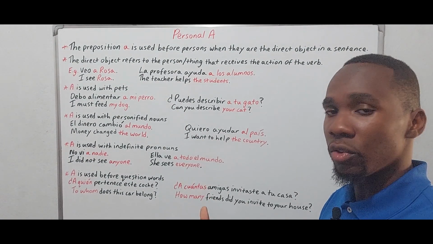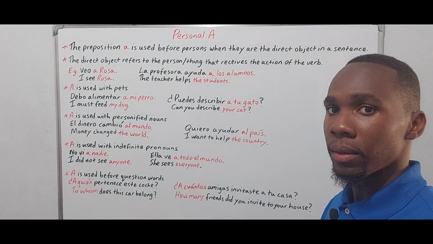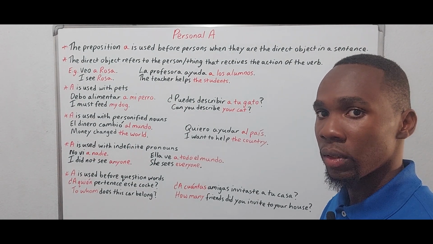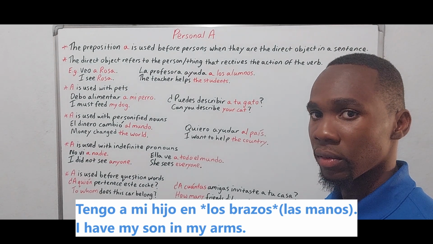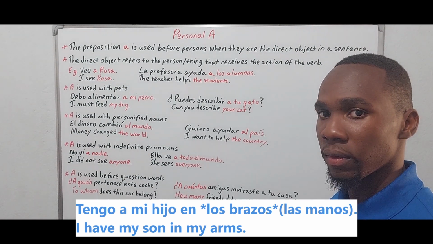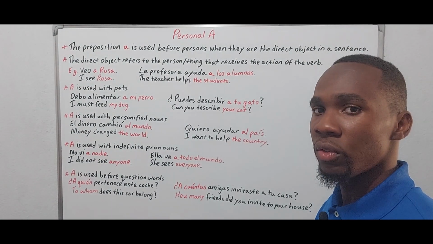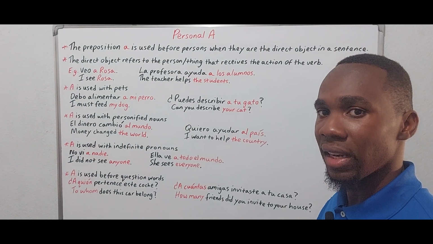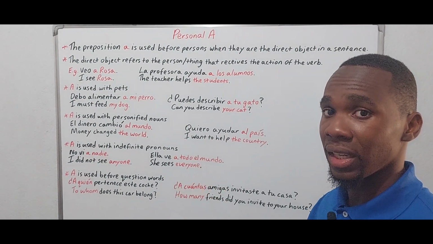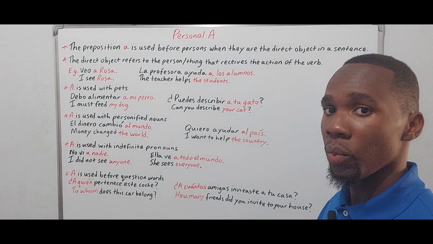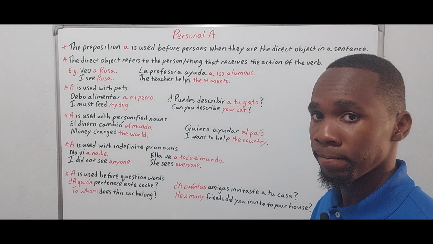I could even refer to physically holding someone. Tengo a mi hijo en las manos. I have my son in my arms. Right? So we only use the personal a with tener if we're talking about having someone in a particular position or state. But if we're talking about what we have, we do not use the personal a. Okay?